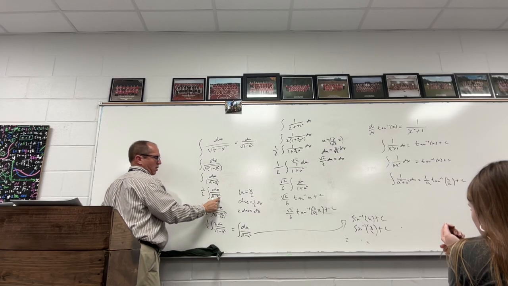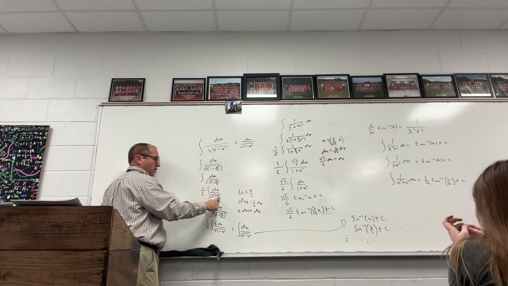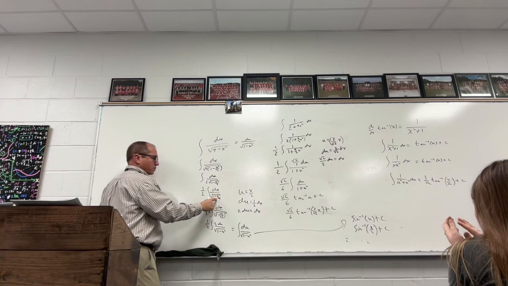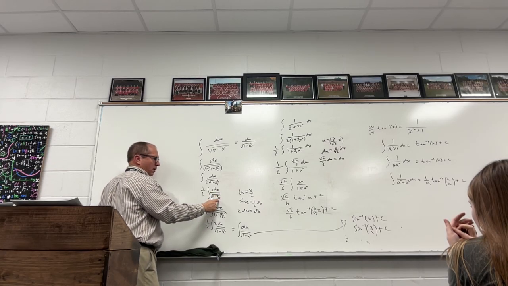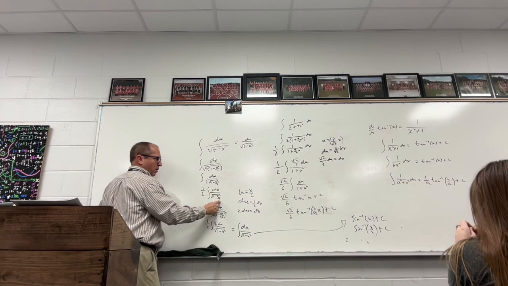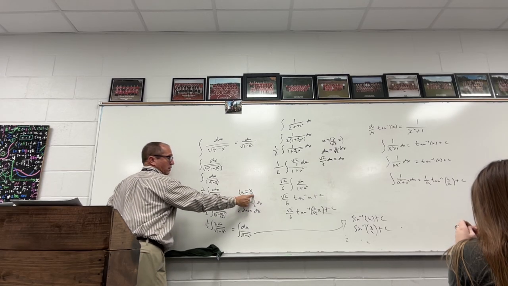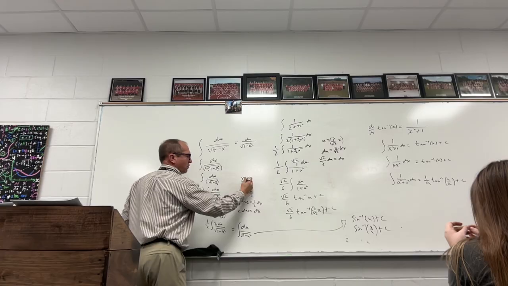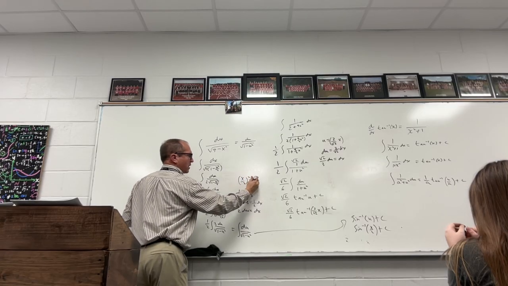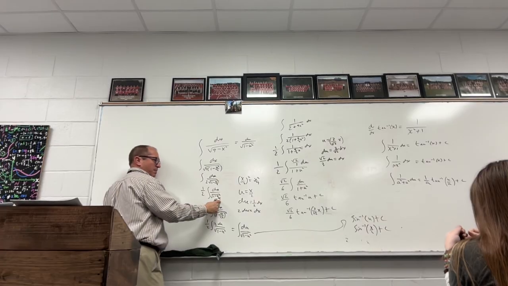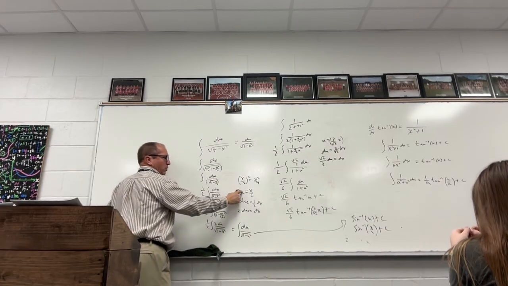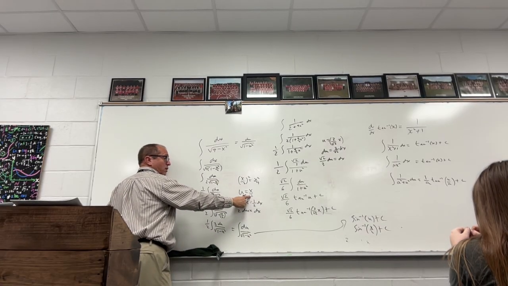Now I need this term right here to become just a u squared. So what I square to become x squared over 4 is x over 2. Because if I take x over 2 and square it, that's x squared over 4, which is what I have here. So I'll let my u equal x over 2.